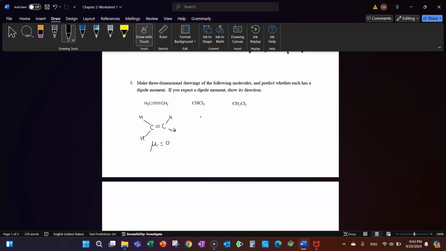Now in case of CHCl3, which is another molecule, its common name is chloroform. If I draw the three-dimensional picture, you have to draw it in a tetrahedral form. So there is one hydrogen, one chlorine, and then one chlorine is coming out of the plane, and then one chlorine going behind. So this is a tetrahedral structure. And here, if you draw the dipole moment directions, it always goes from positive to negative, and positive to negative. So overall, the dipole moment for this molecule is 0.